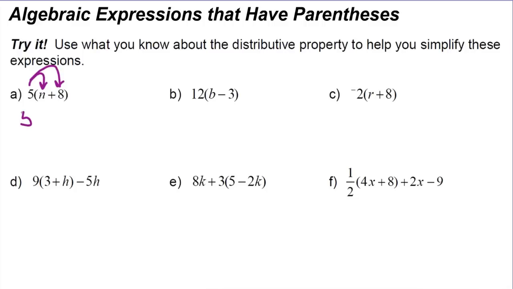5 times n is 5n plus 5 times 8, which is 40, and these are not like terms, so that is simplified. 5n plus 40 would be another way to write that.